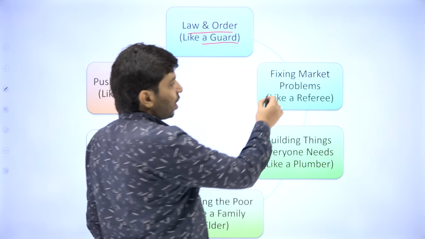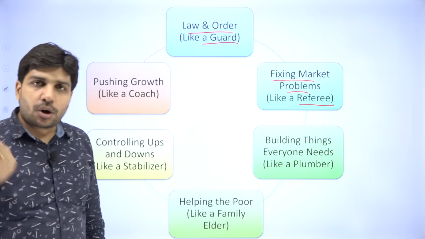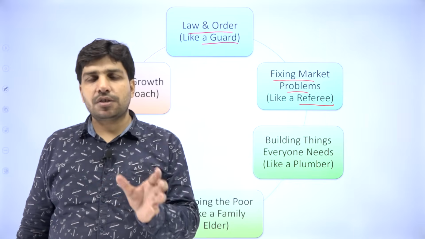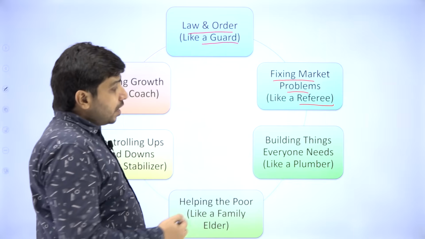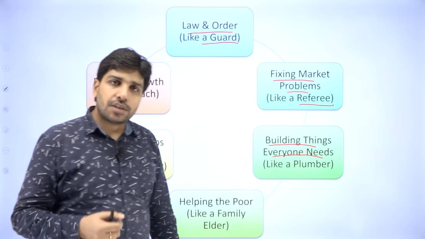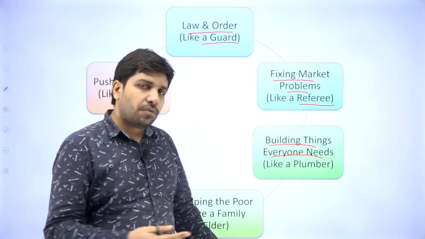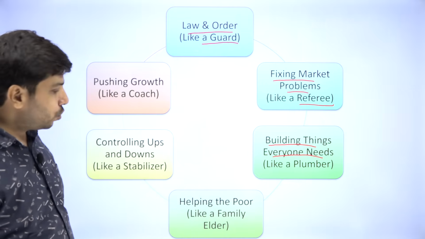Government also fixes market problems like a referee. For example, consider the Competition Commission of India. It acts as a referee and ensures that the market is functioning under proper competition law. Then, building things everyone needs: public goods, roads, bridges, airports. Who will build? So these are public goods. Everyone needs those. Government's role is also required in building those.